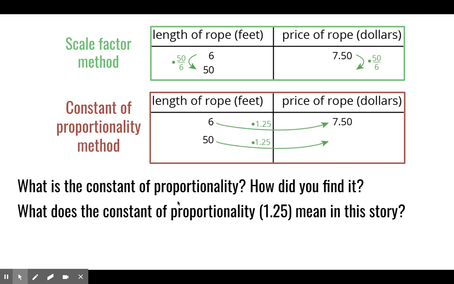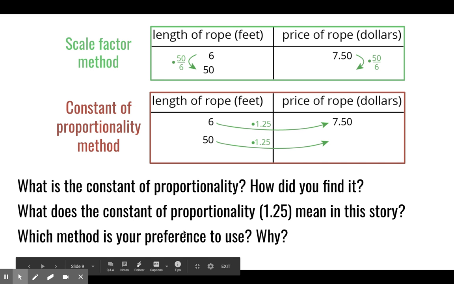It asks us, what does the constant of proportionality mean in this story? So that just means that for 1 foot of rope, it costs $1.25, or $1.25 is the price for 1 foot of rope.